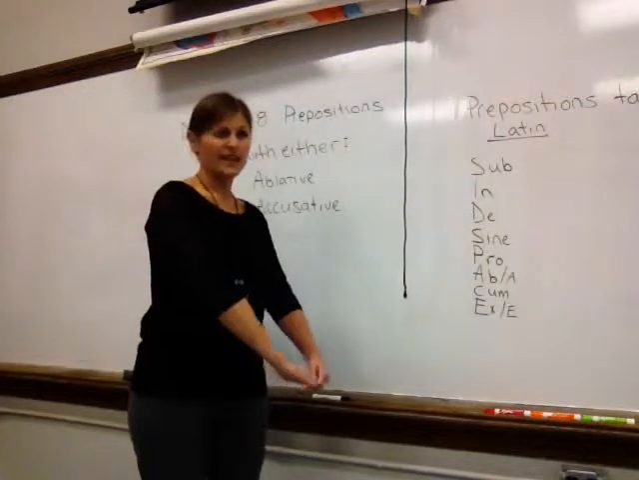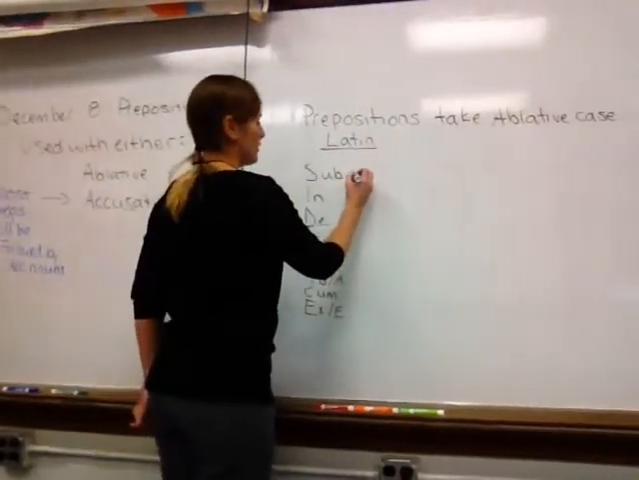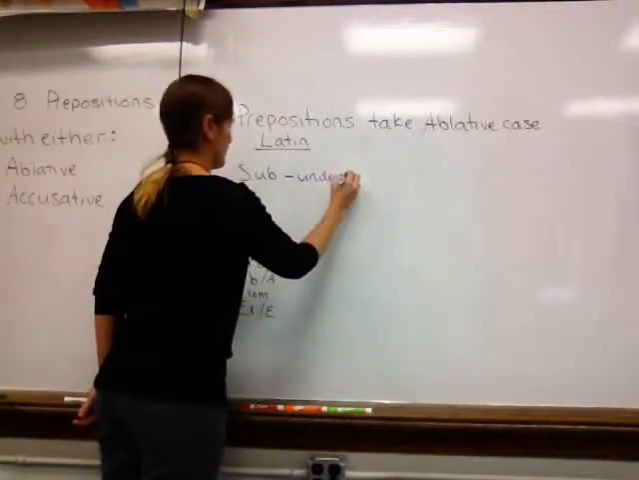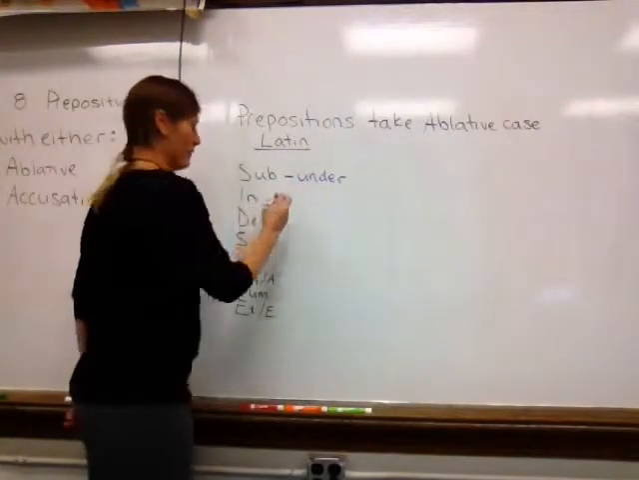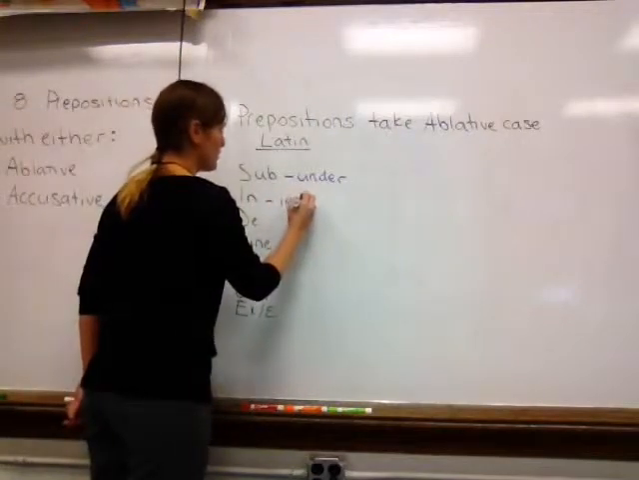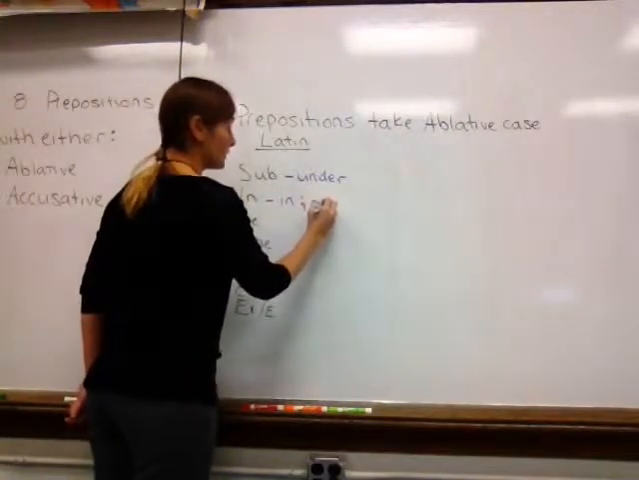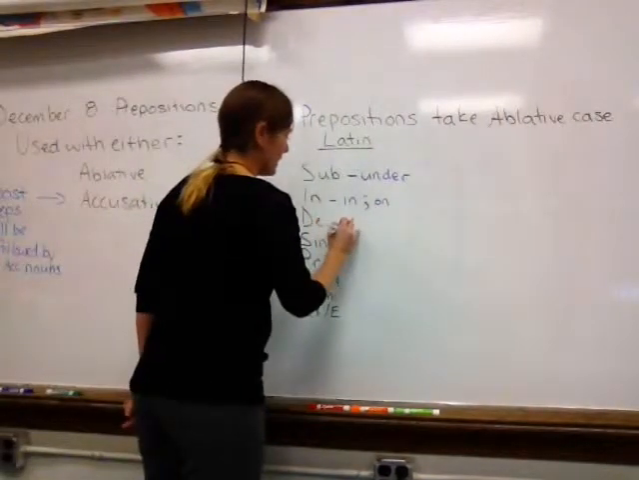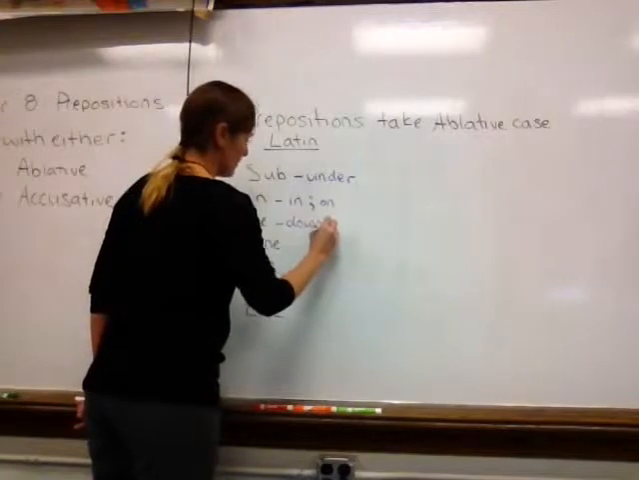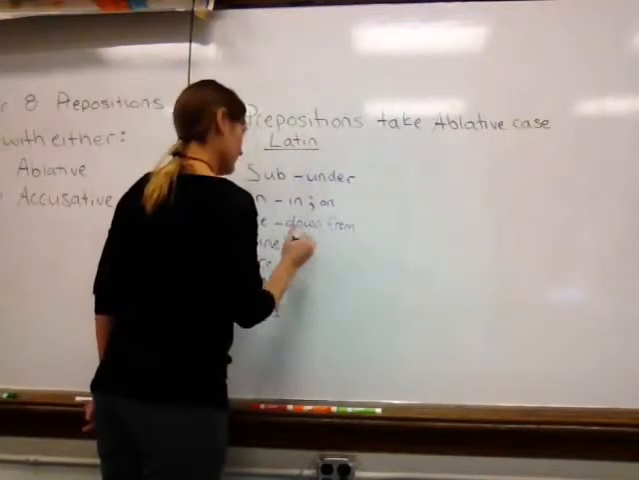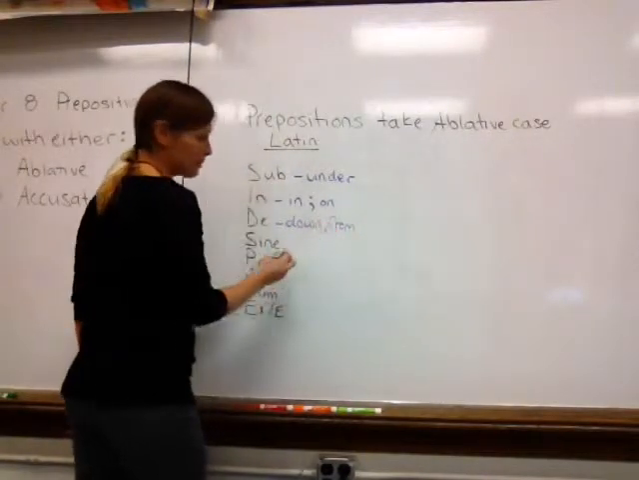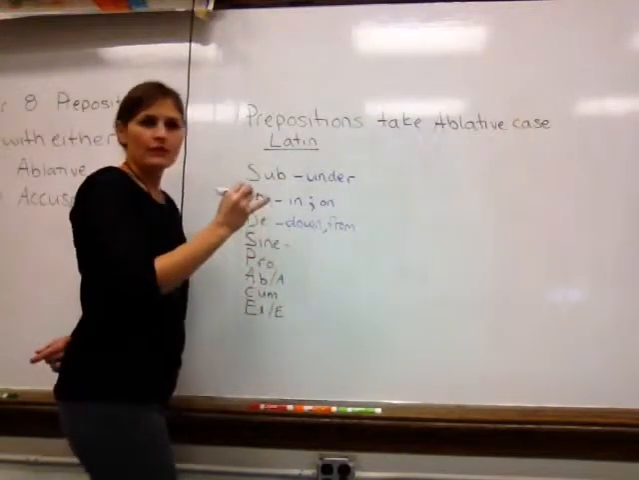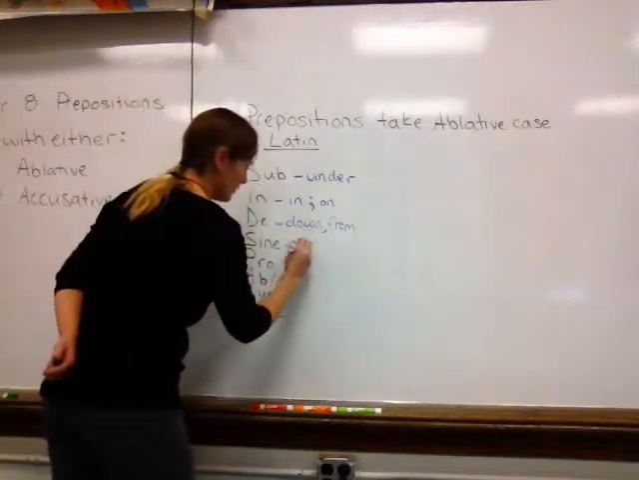These words are defined as follows. What does sub mean? Good. What about in? It can also mean on. De means down from. Let's put a comma there, down or from. Sine, anyone hear of sine? Without, good.